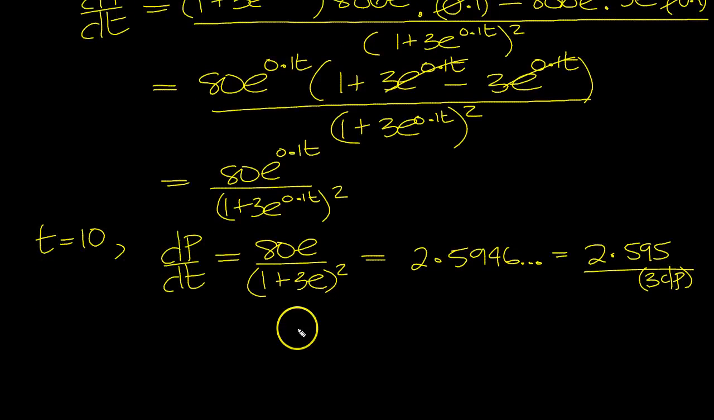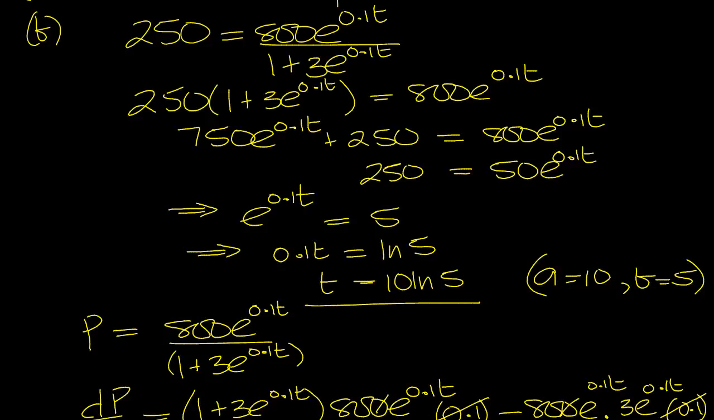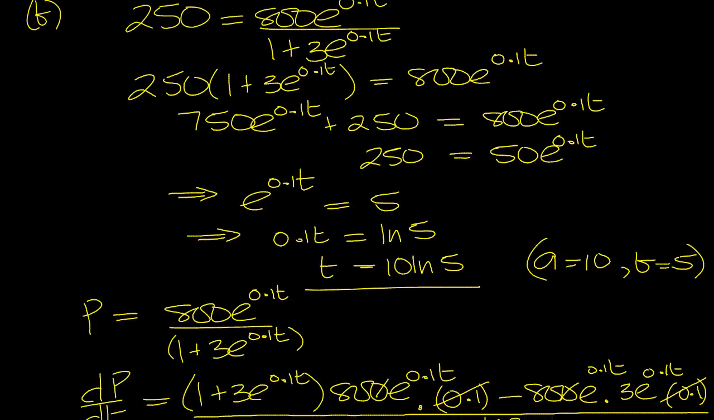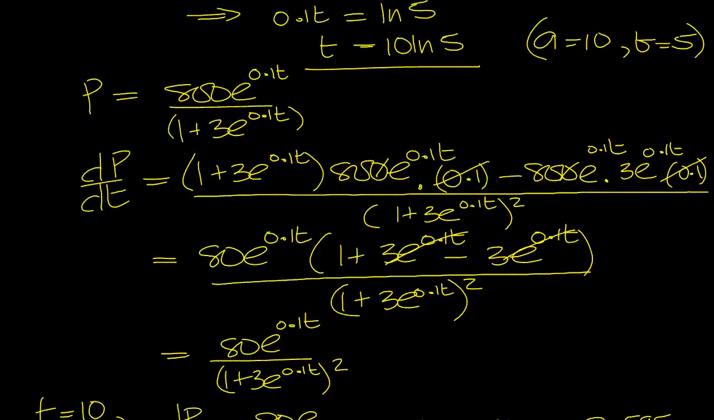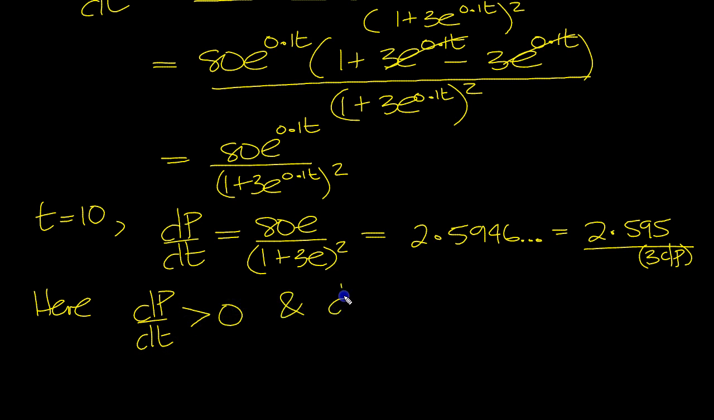Okay. So the first thing we can say, or if we find what value is t here, dp dt is greater than 0, and dp dt tends to 0 as t tends to infinity.